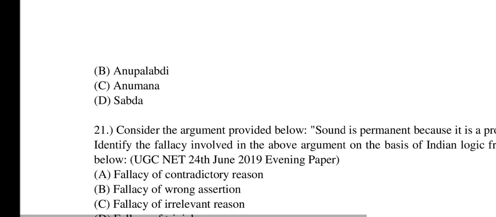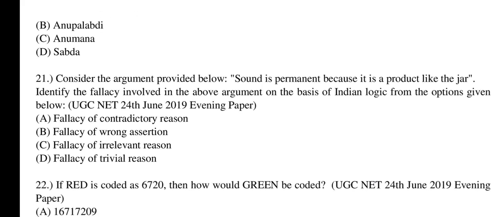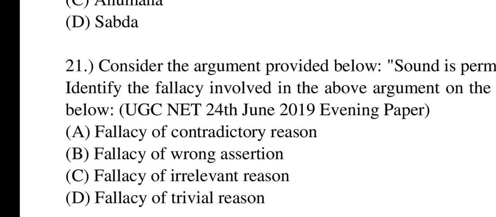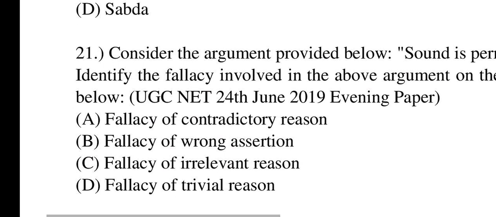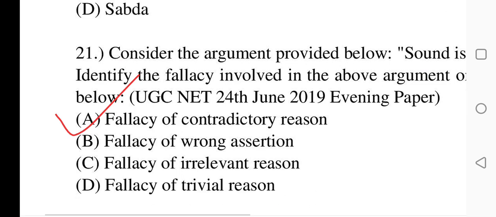Question 21 says, consider the argument provided below. Sound is permanent because it is a product like the jar. Identify the fallacy involved in the above argument on the basis of Indian logic from the options given below. A, fallacy of contradictory reason; B, fallacy of wrong assertion; C, fallacy of irrelevant reason; D, fallacy of trivial reason. 21, A will be correct: fallacy of contradictory reason. 21 is done.